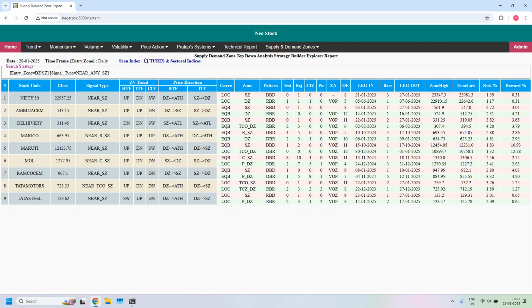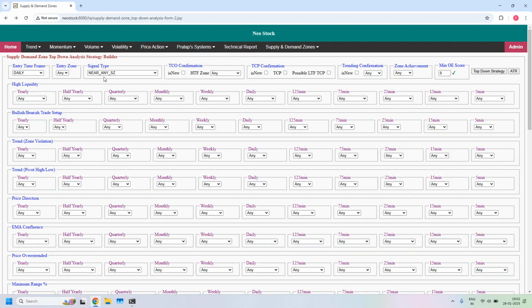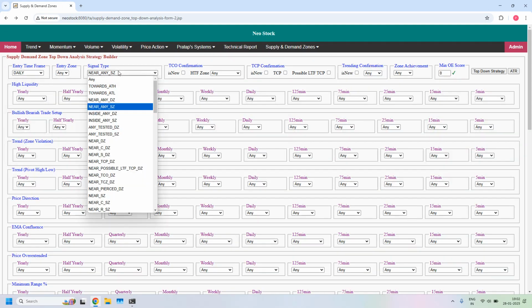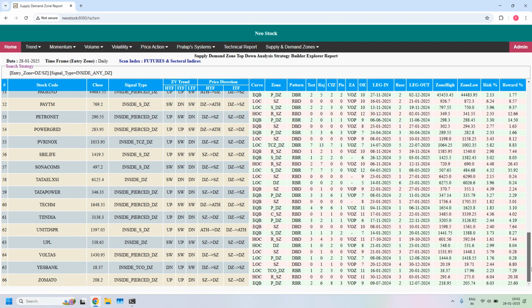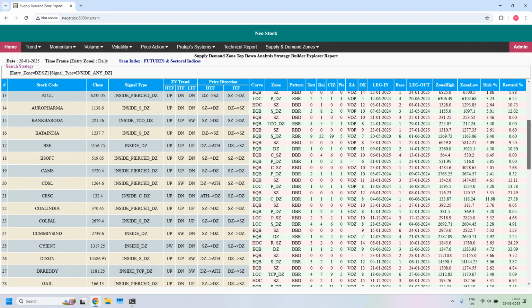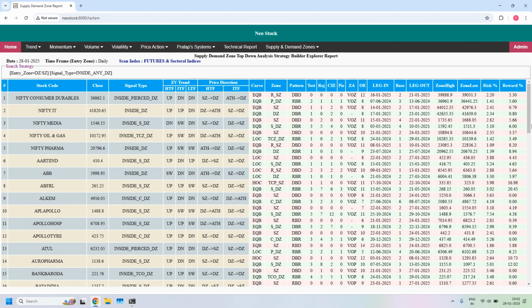Okay. Next, for daily time frame, let us find the stocks where price closed inside daily demand zone. We got 66 stocks. Out of these 66, before we filter EMA confluence, let me scroll the list down for our reference purposes.